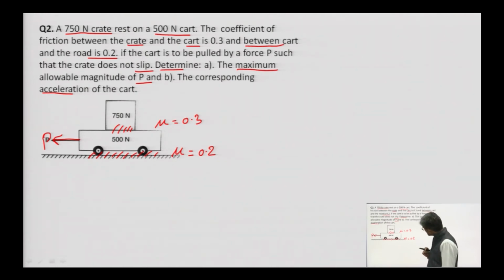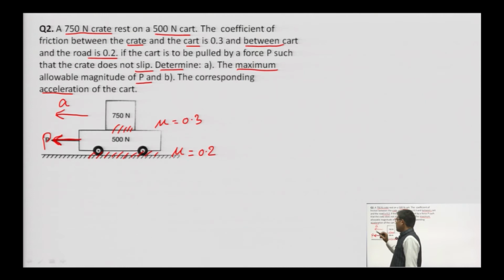So, here we first need to identify the direction of the motion. The direction of the motion is along the plane, and since we are applying this force, the motion is this way. If there is motion, then it will have some value of acceleration. We need to find both values, a as well as P. To find them, first of all we need to make the free body diagram.